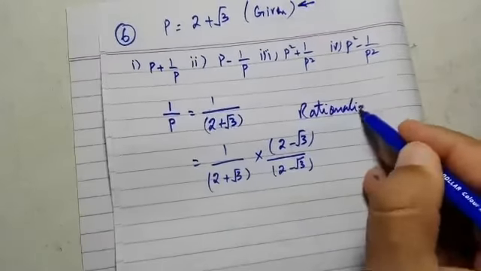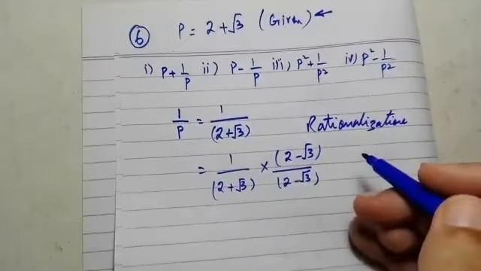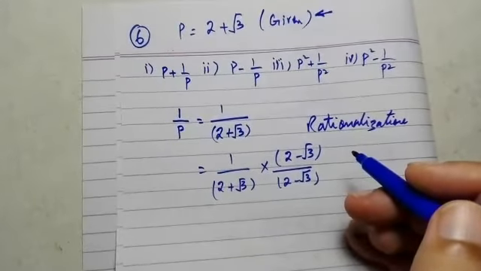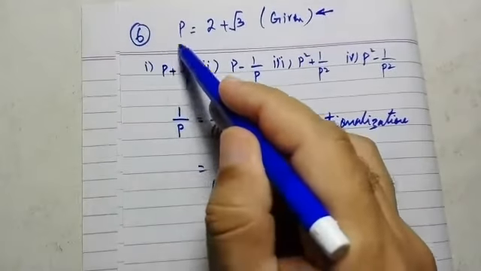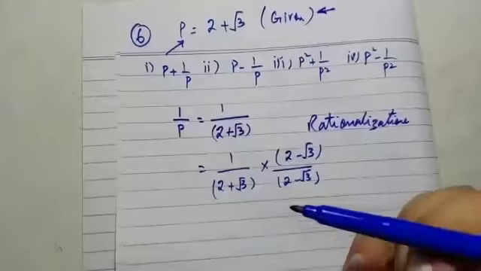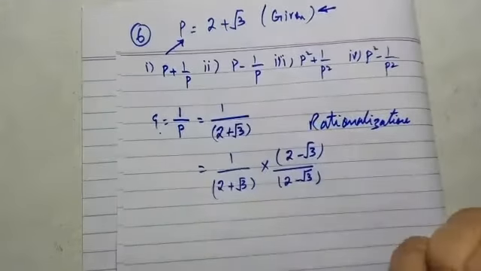Can you repeat from the start? And why have you written 1 over p? Why not p plus 1 over p? Beta, we have the value of p, you can see that it is written. But do we have the value of 1 over p? Is there any 1 over p in the question?